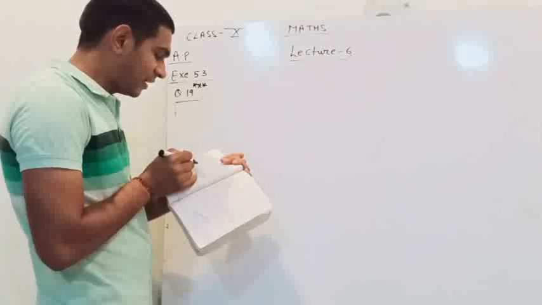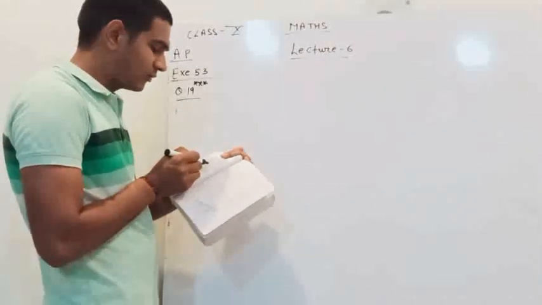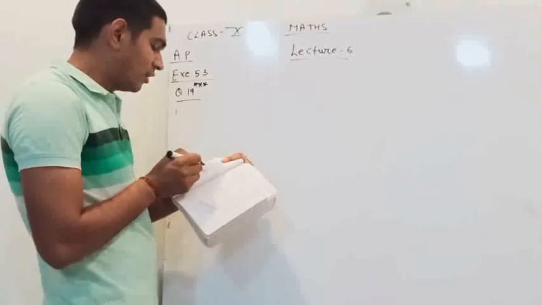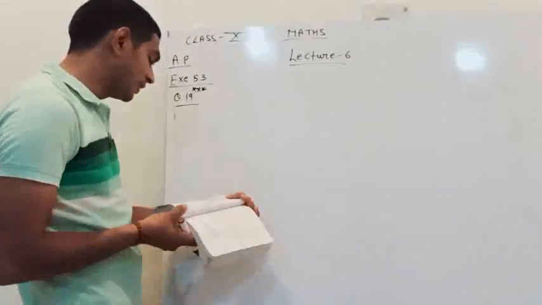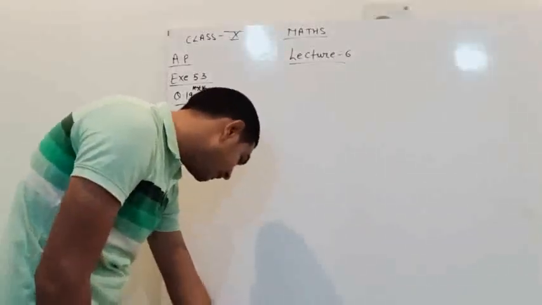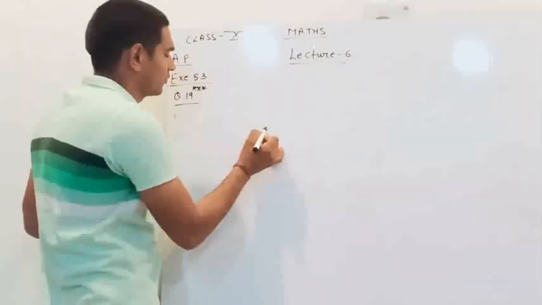200 logs are stacked in the following manner: 20 logs in the bottom row, 19 in the next, 18 in the next. Now, in how many rows are the 200 logs stacked? So what is given to you? In the bottom row, the starting number of logs given to you is 20.